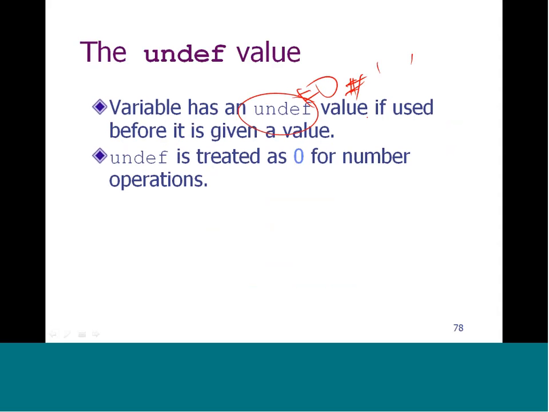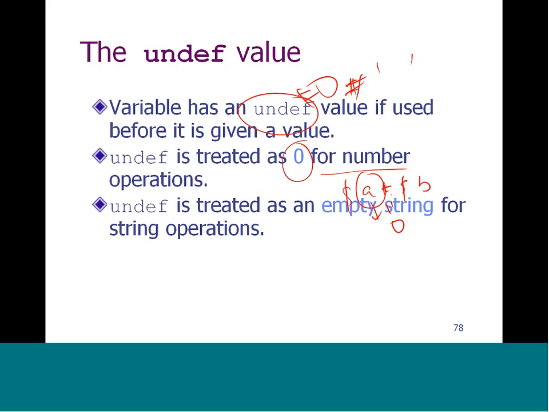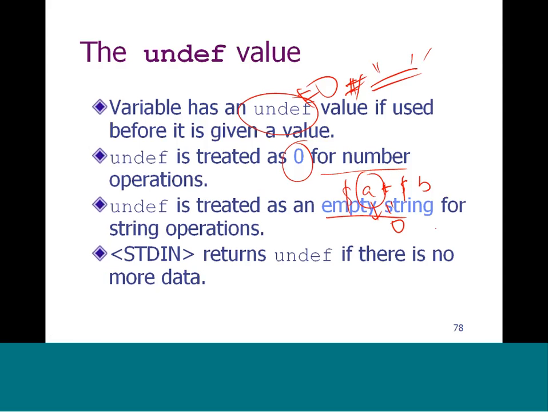Only for numeric operations is the undef treated as 0. So if you have something like $A plus $B where $A is not defined, then it will equal 0 for this operation. Otherwise it is not a 0, but when you perform an operation with that variable, it is treated as 0, and it is also treated as an empty string for string operations. Again, this rule does not hold when you perform other operations. And then stdin returns undef if there is no more data.